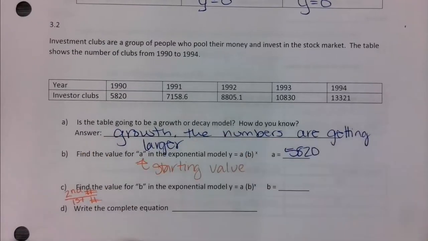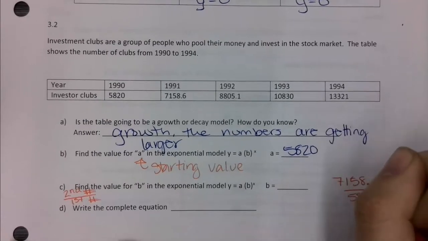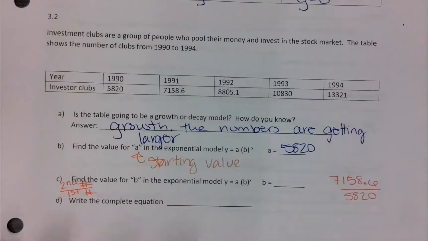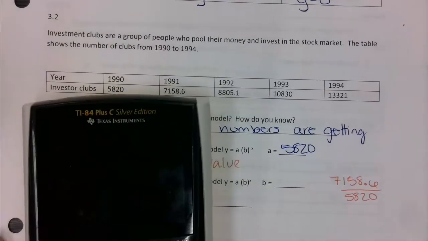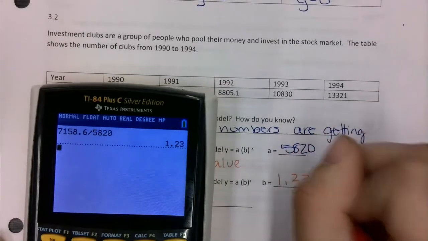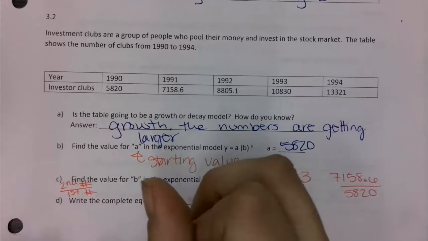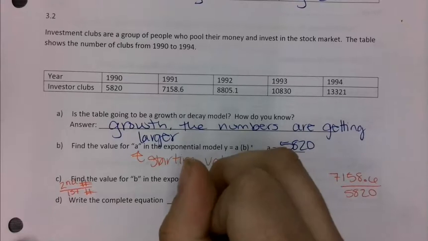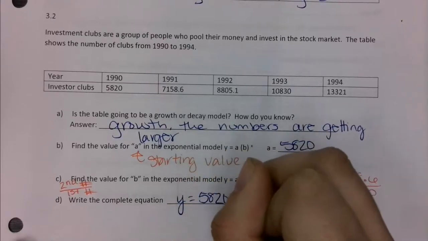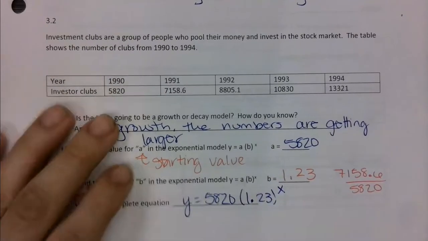So I'm going to do this off to the side. I'm going to do 7158.6 divided by 5820. It gives me 1.23. Then it wants me to write it as an equation. So I'm going to have y equals my a value, 5820, and then parentheses 1.23 to the x. Okay.